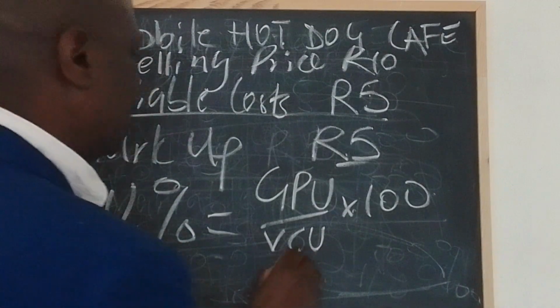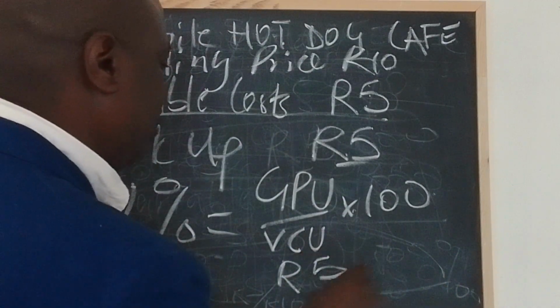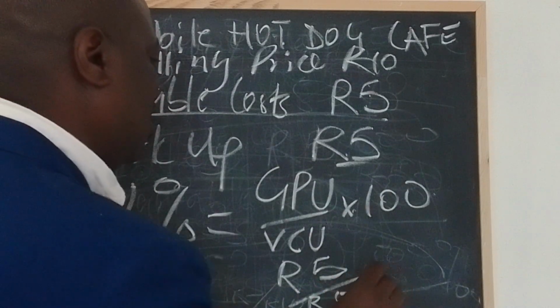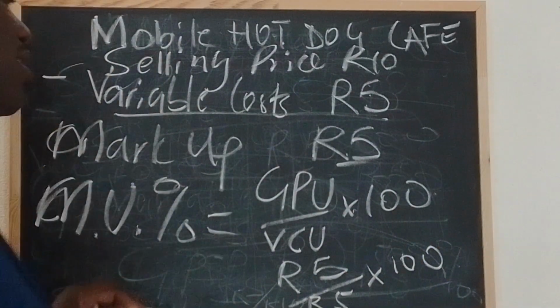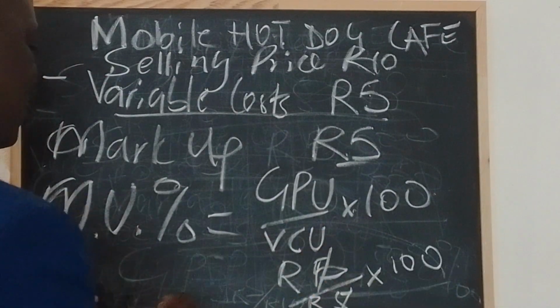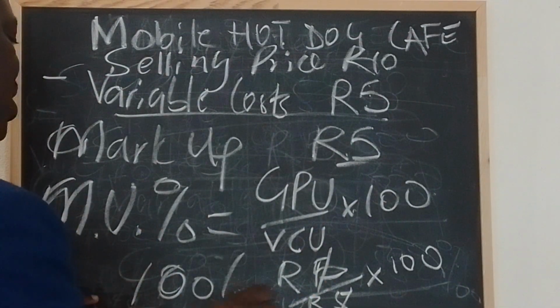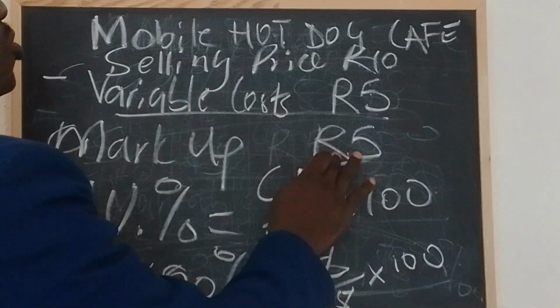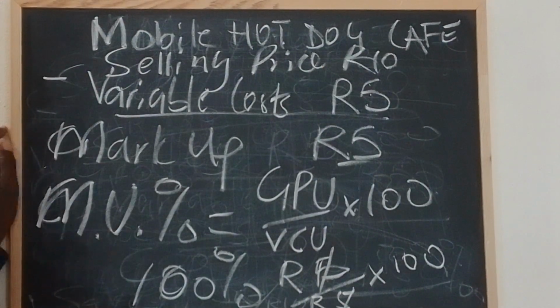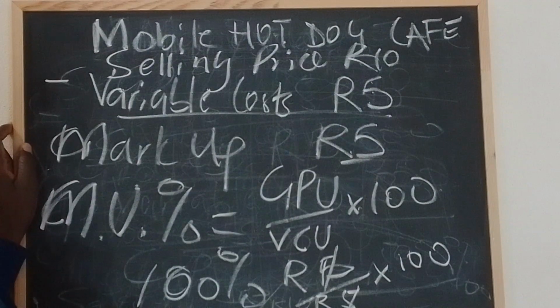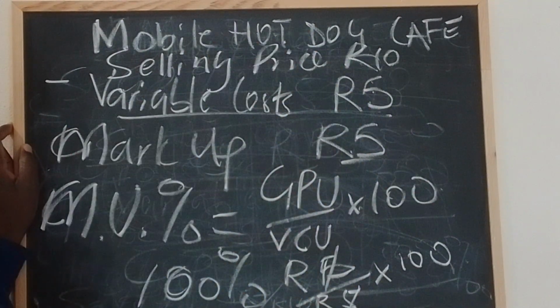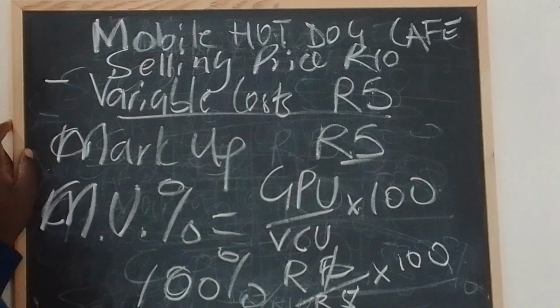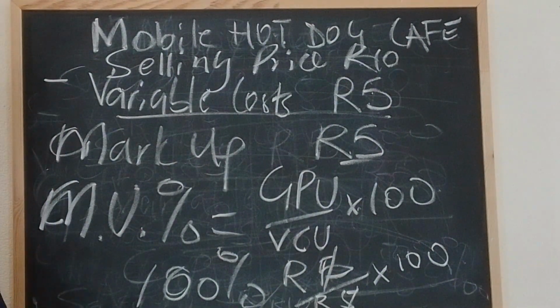Let's crunch the numbers. So it will come to 5 rands divided by 5 rands multiplied by 100. What does it give you? Cancel out, and then you are left with 100%. And it makes sense. Because why? For you to arrive at a selling price of 10, you increased the cost of your product by another 5 rands. It's a 100% increase on your cost to arrive at your selling price. It means that you said, I want to make a gross profit of 5 rands on top of the cost.